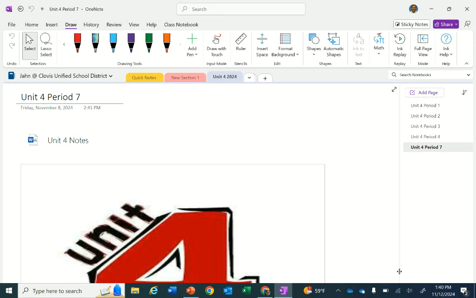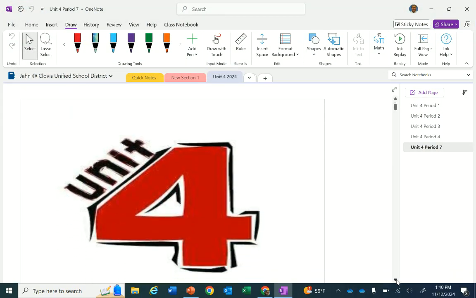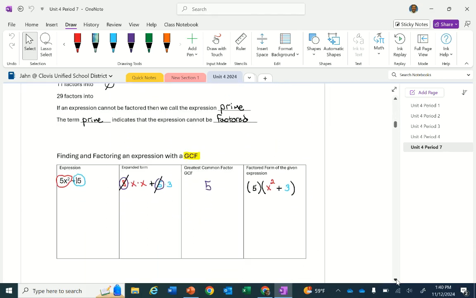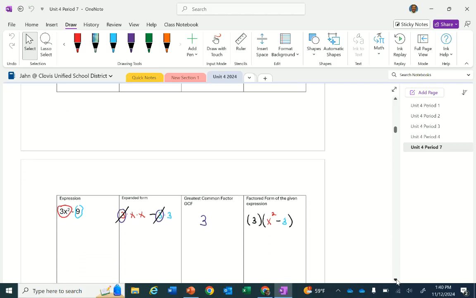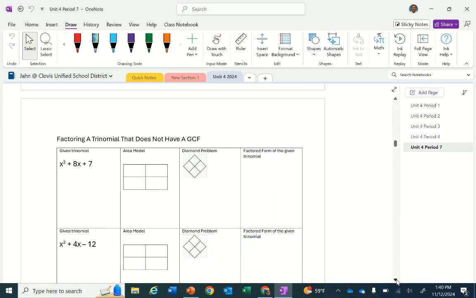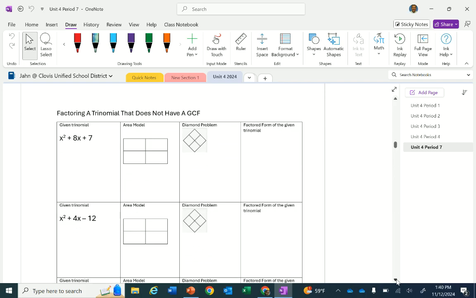Okay, we're at Unit 4. We're on the Notes section, 4-1. We filled out 4-1, the first page, on Friday, and so let's go to the second page here, where we're going to be factoring a trinomial that does not have a GCF. All right, GCF means the greatest common factor.